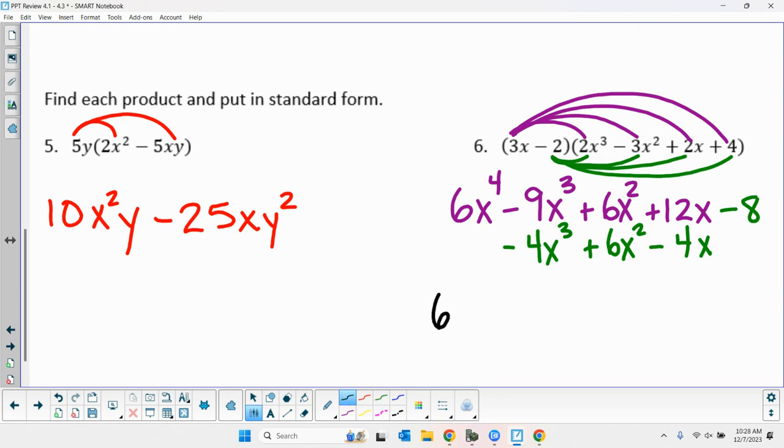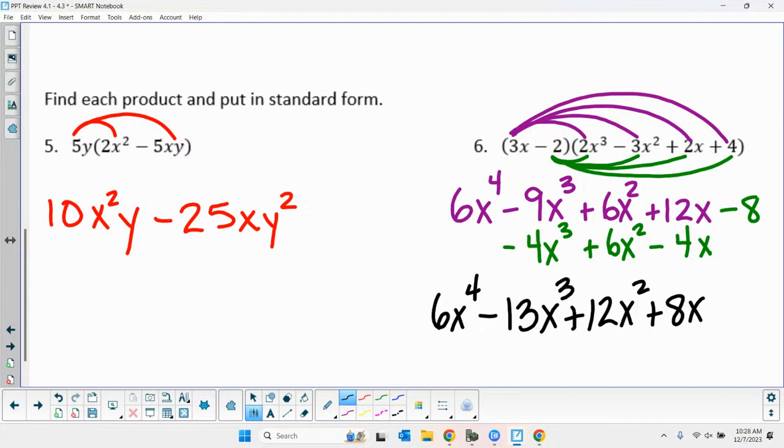So my final answer in standard form is 6x to the 4th minus 13x to the 3rd plus 12x squared plus 8x minus 8. Any questions?